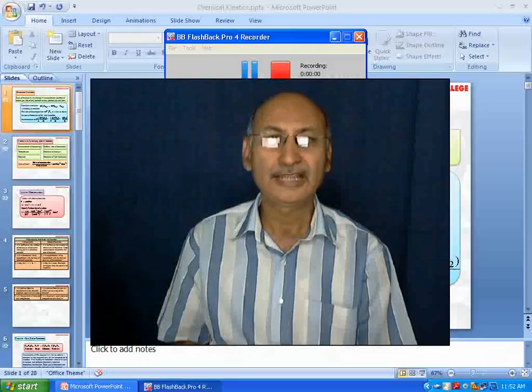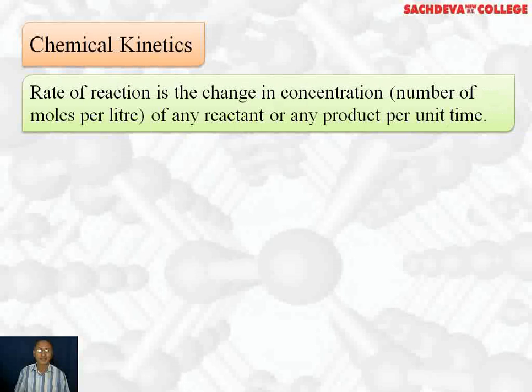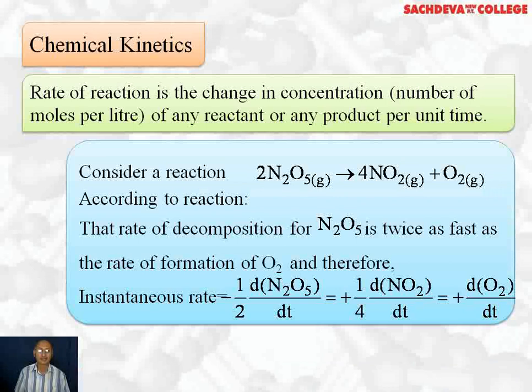Let's start with chemical kinetics. In chemical kinetics, we study the rate of chemical reactions. The rate of chemical reaction is defined as change in concentration, that is, number of moles per liter of any reactant or product per unit time. Let's take up a reaction: 2N2O5 gas decomposes to 4NO2 gas plus O2 gas.